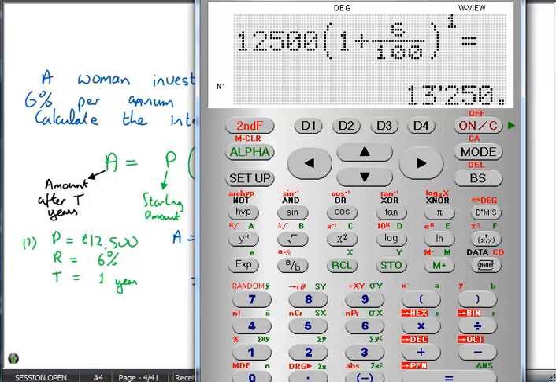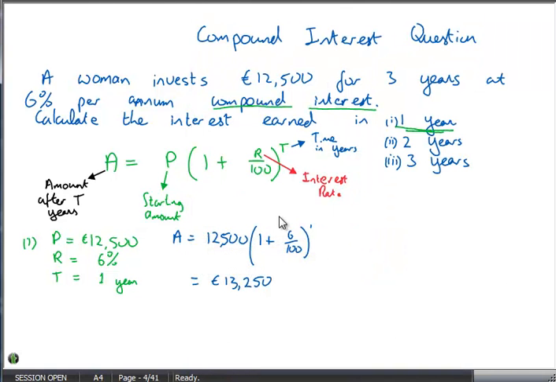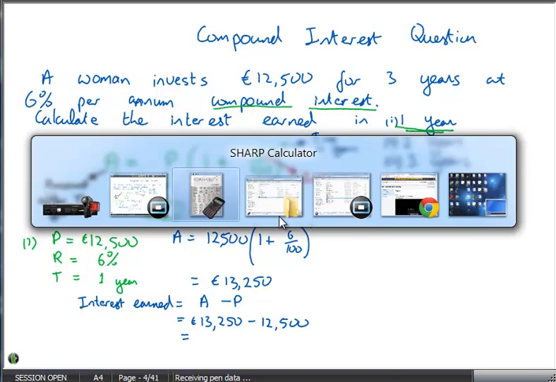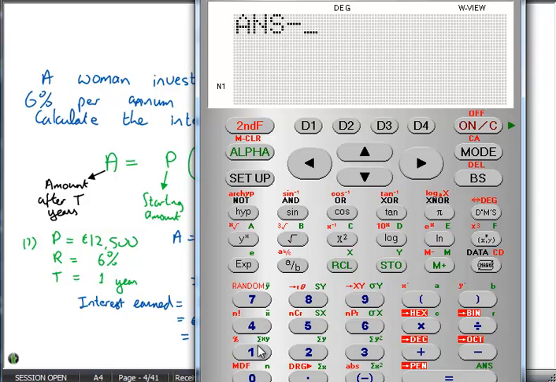And we get 13,250. So, for the interest earned, it's equal to the amount minus the principal sum. 13,250 take 12,500, and again you can use your calculator for this. And we get an answer of €750.